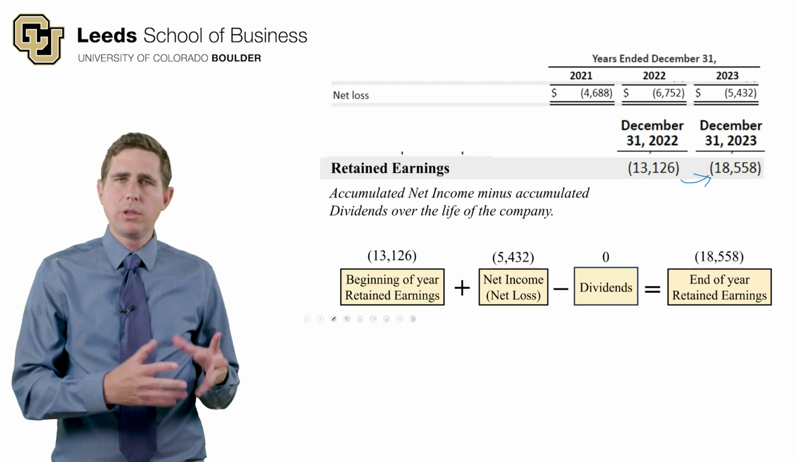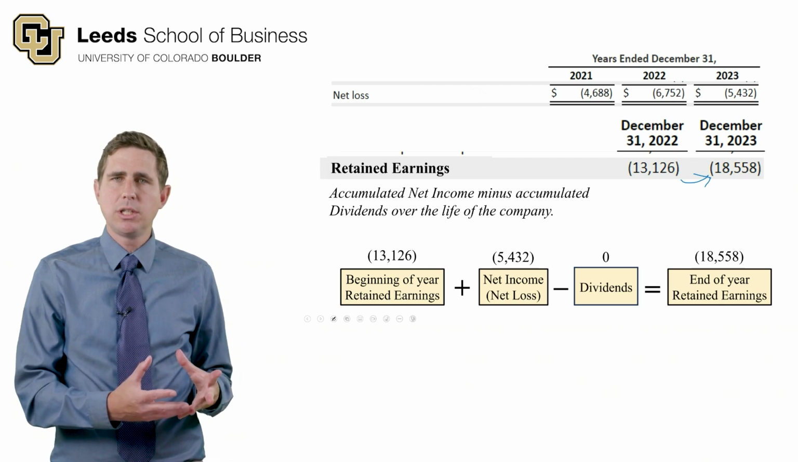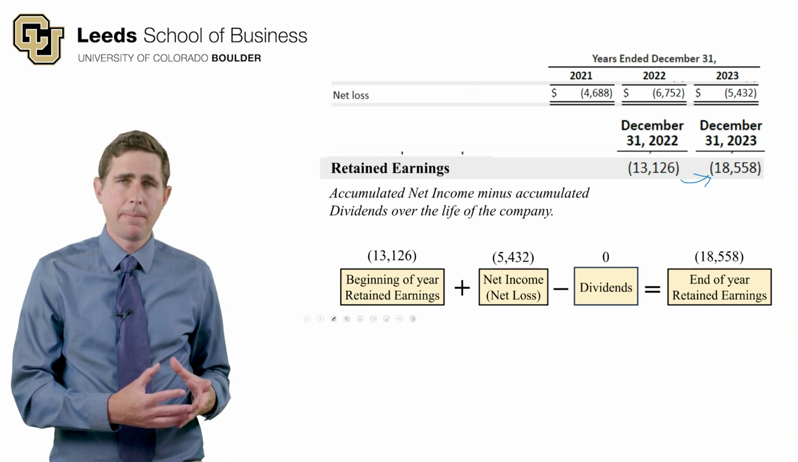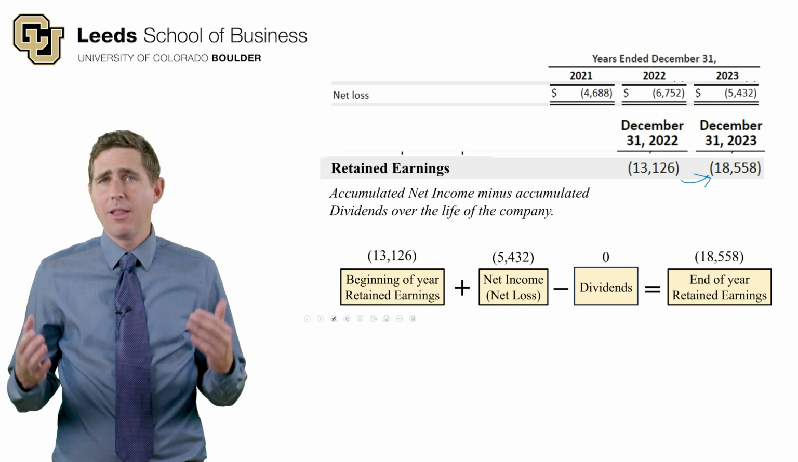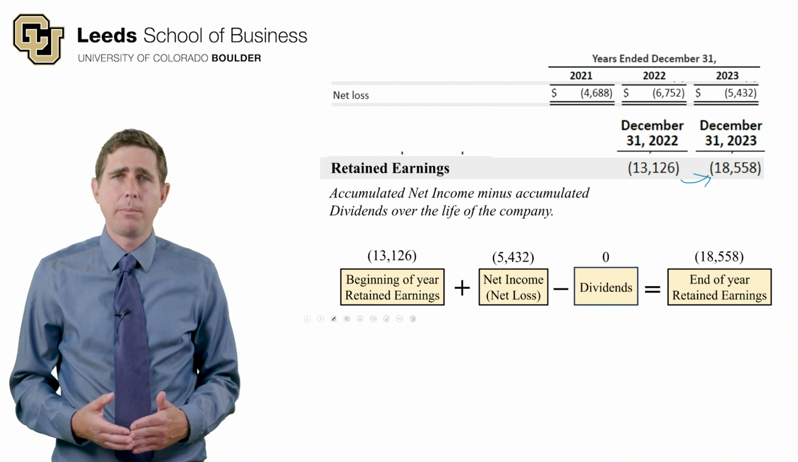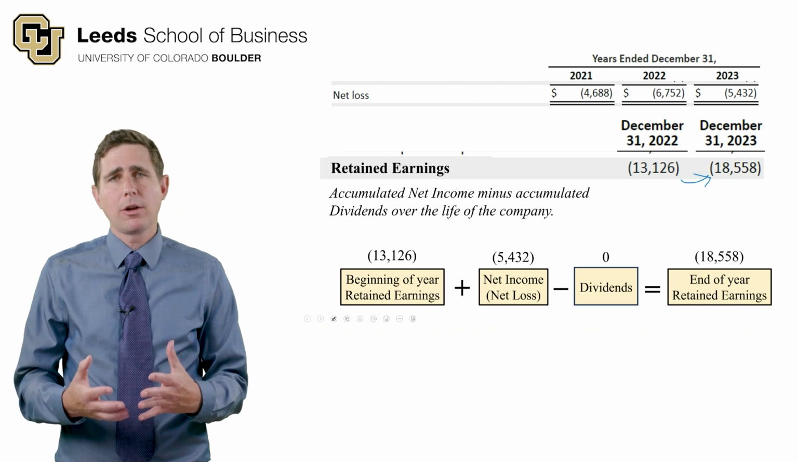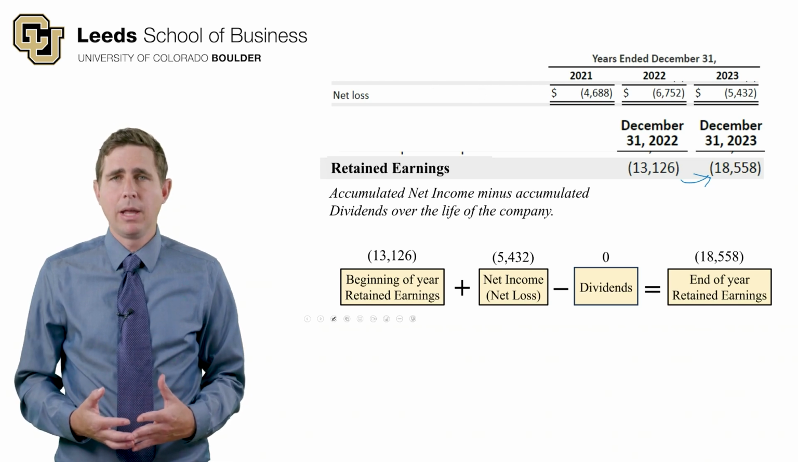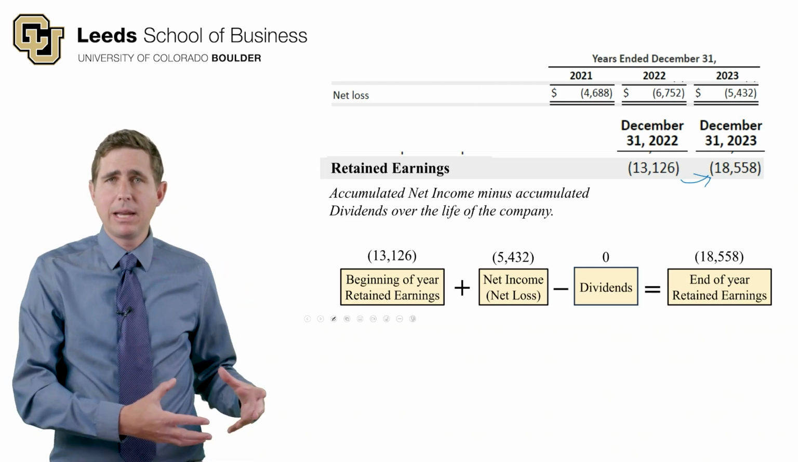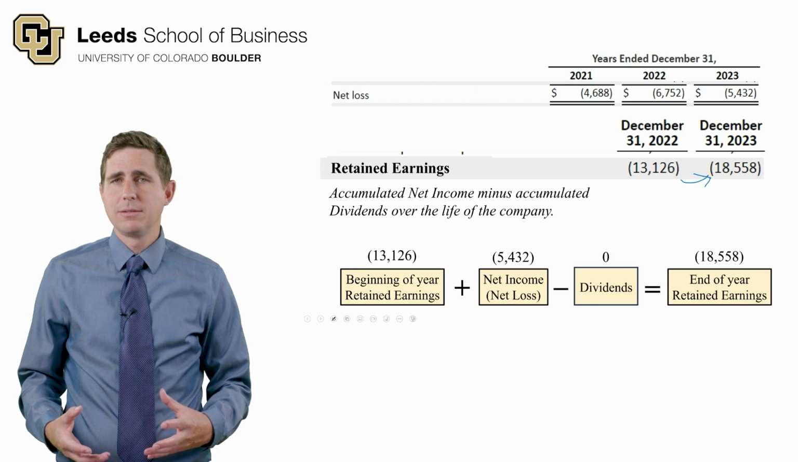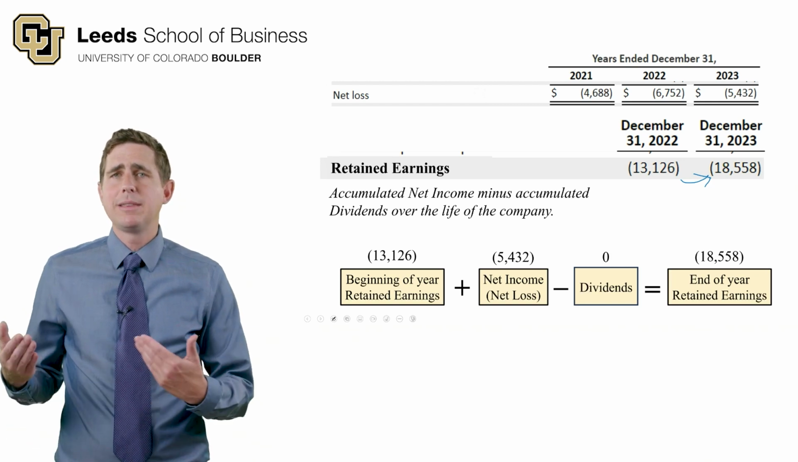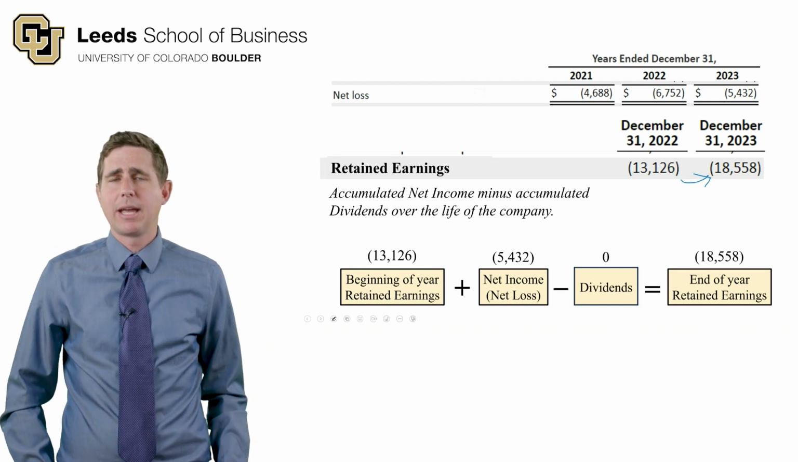Well, we had a beginning of the year retained earnings balance, which was $13,126 negative. We incurred a net loss during the year of $5.4 billion. Rivian is an early stage company, so they're not currently paying any dividends. And so if you take the beginning balance minus that net loss, minus zero for dividends, you get the ending balance of their retained earnings account, which is $18.5 billion.